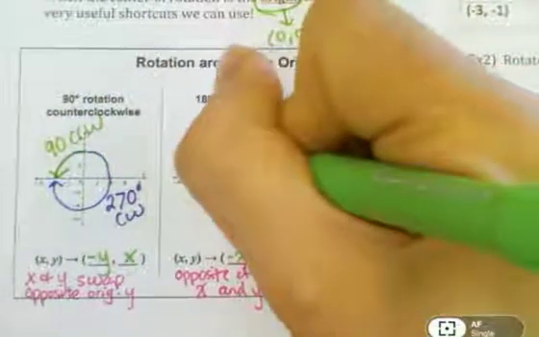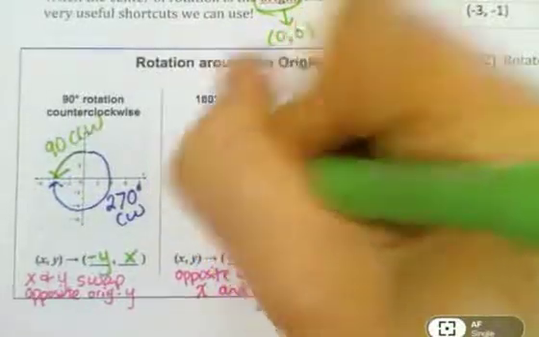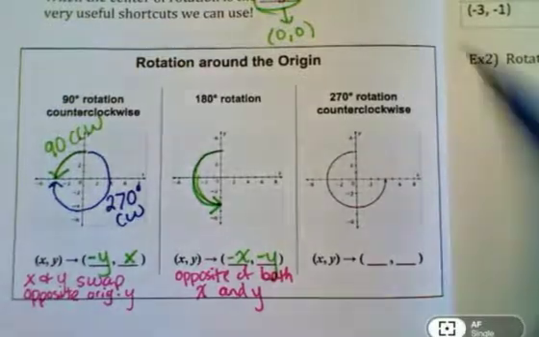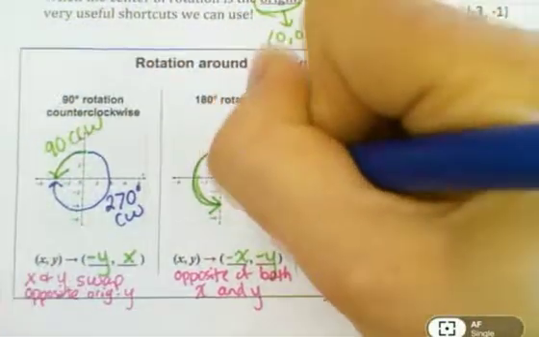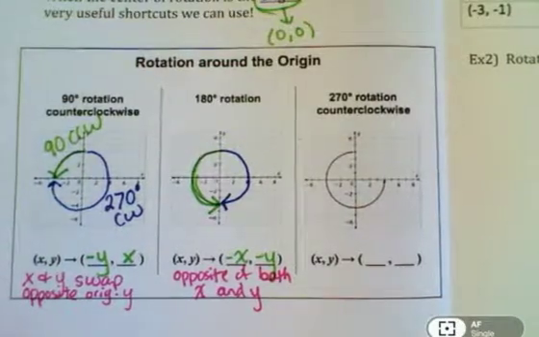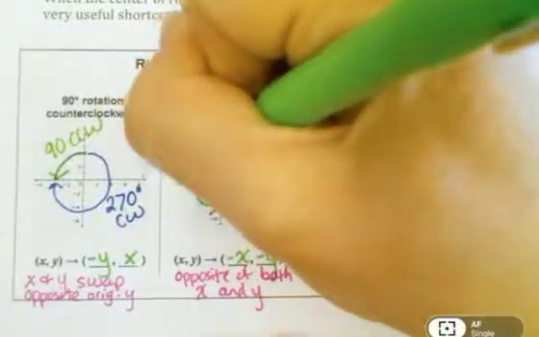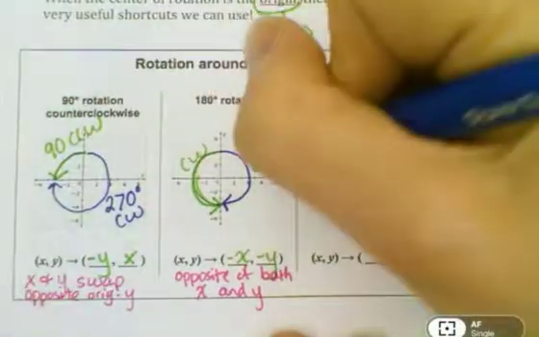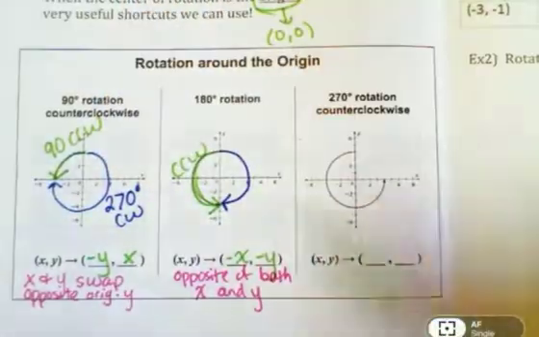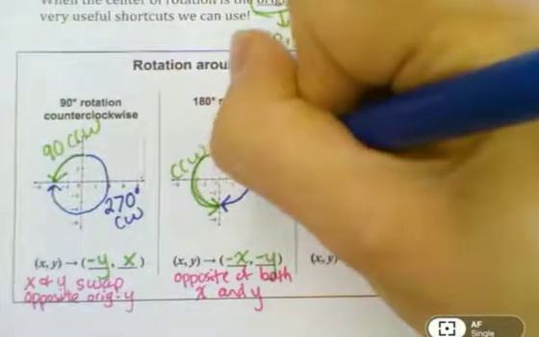And for a 180-degree rotation, you'll notice that here it doesn't say which direction. And the reason is because it's the same either way, right? So 180 degrees clockwise puts you in exactly the same spot as, oops, I did that wrong, counterclockwise.